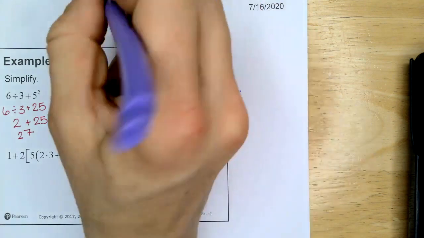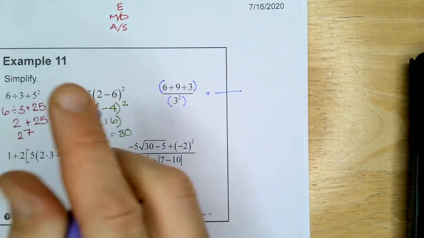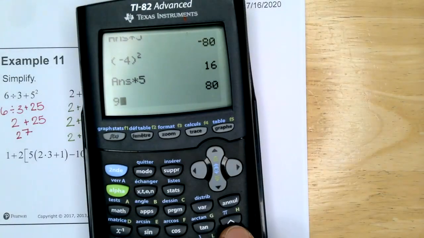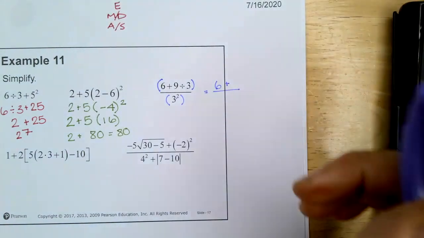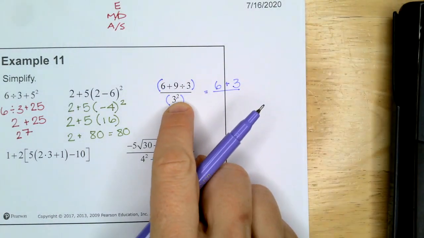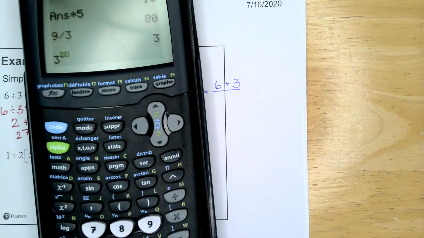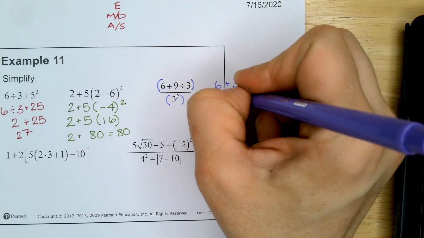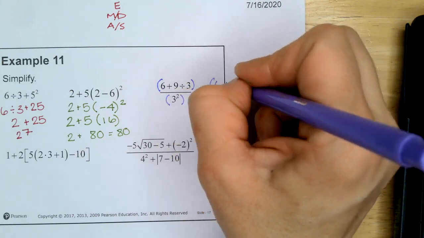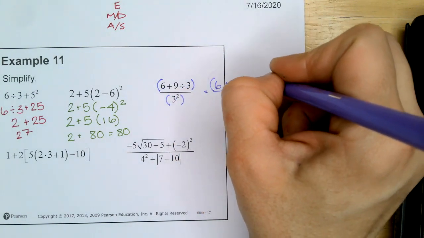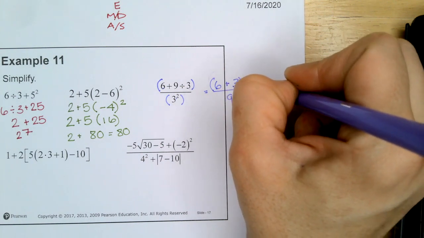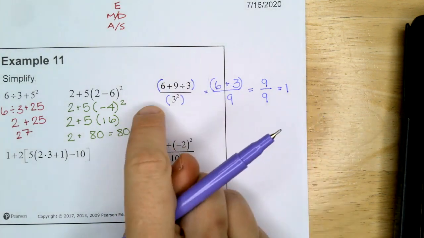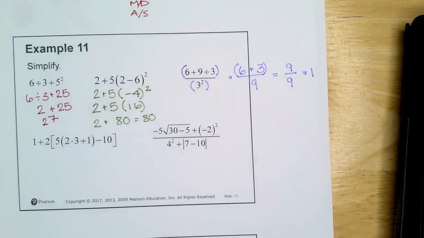6 plus 9 divided by 3, I need to do division before I do the addition. So that's going to be 6 plus, what's 9 divided by 3? It's 3. 6 plus 3. Here I have 3 squared. 3 squared is 9. 6 plus 3 I'm going to do before I divide because this is a grouping symbol still. 6 plus 3 is 9. 9 divided by 9, if you put it in your calculator, will give you 1. Okay? Simplify the numerator, simplify the denominator before you divide them.